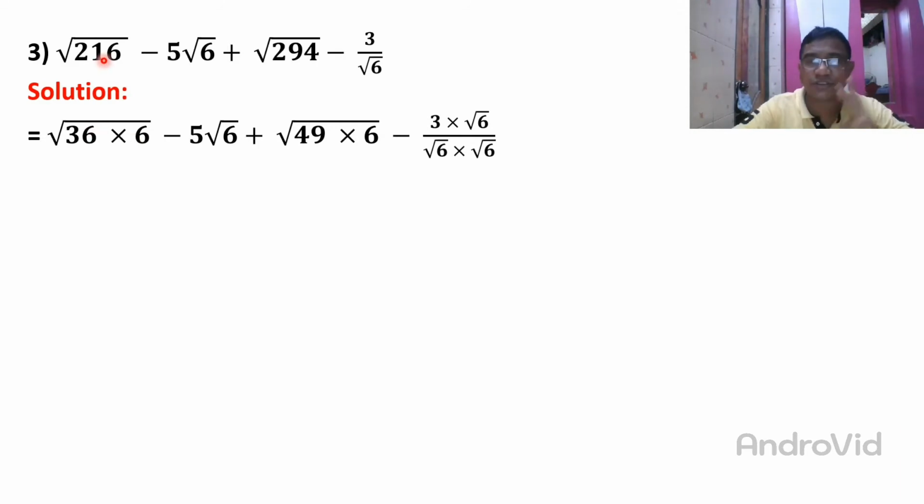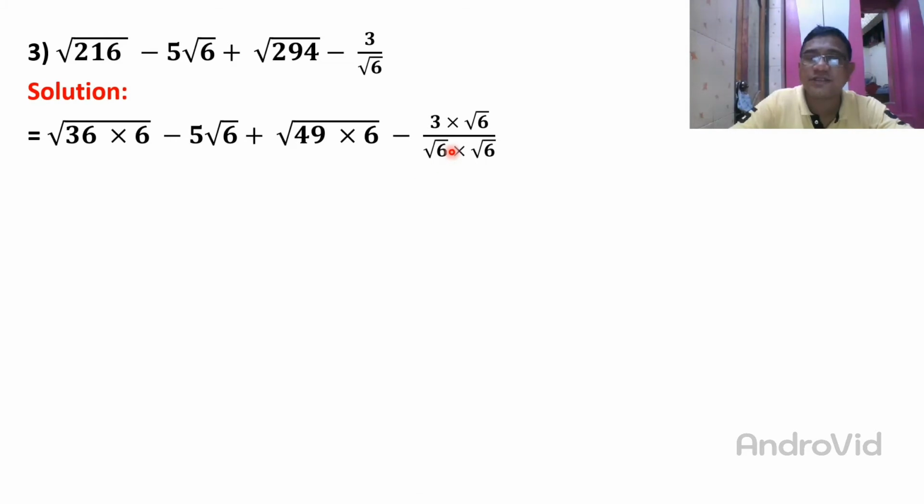6 sixes are 36, 3 carry, 6 threes are 18, 18 plus 3 is 216. Okay, 5 root 6 remains as it is, and 294. So 49 into 6: 6 nines are 54, 5 carry, 6 fours are 24, 24 plus 5 is 29. So 294 is factorized as 49 into 6, minus 3 upon root 6.